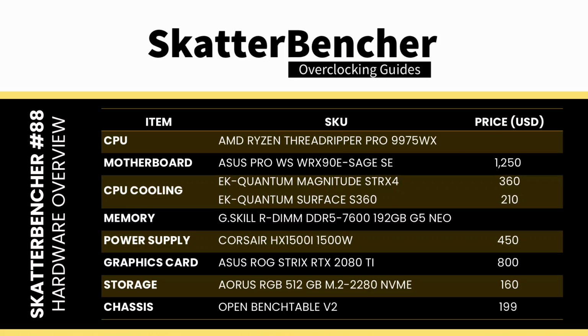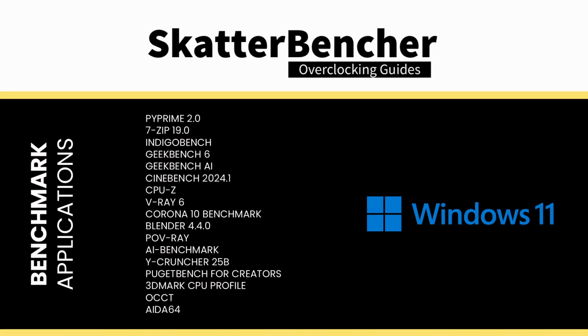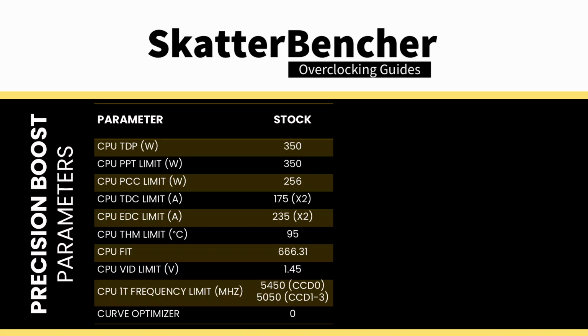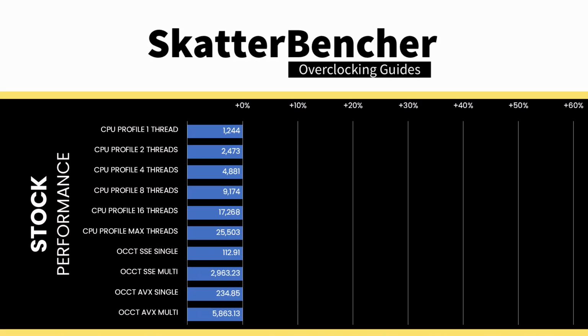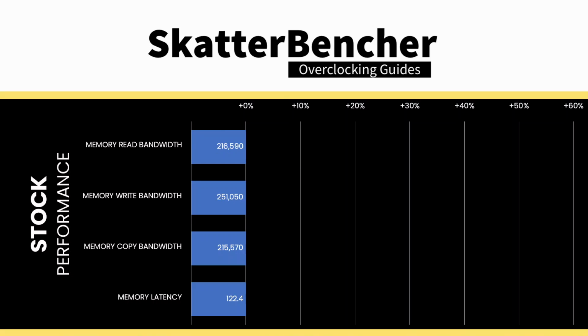The system we're overclocking today consists of the following hardware. We use Windows 11 and the following benchmark applications to measure performance and ensure system stability. Before we start overclocking, of course, we have to check the performance at default settings. The default Precision Boost 2 parameters for the Ryzen Threadripper Pro 9975WX are as follows. Here's the benchmark performance at stock. Here are the 3D Mark CPU profile and OCCT benchmark scores at stock. Here are the AIDA64 memory benchmark scores at stock.